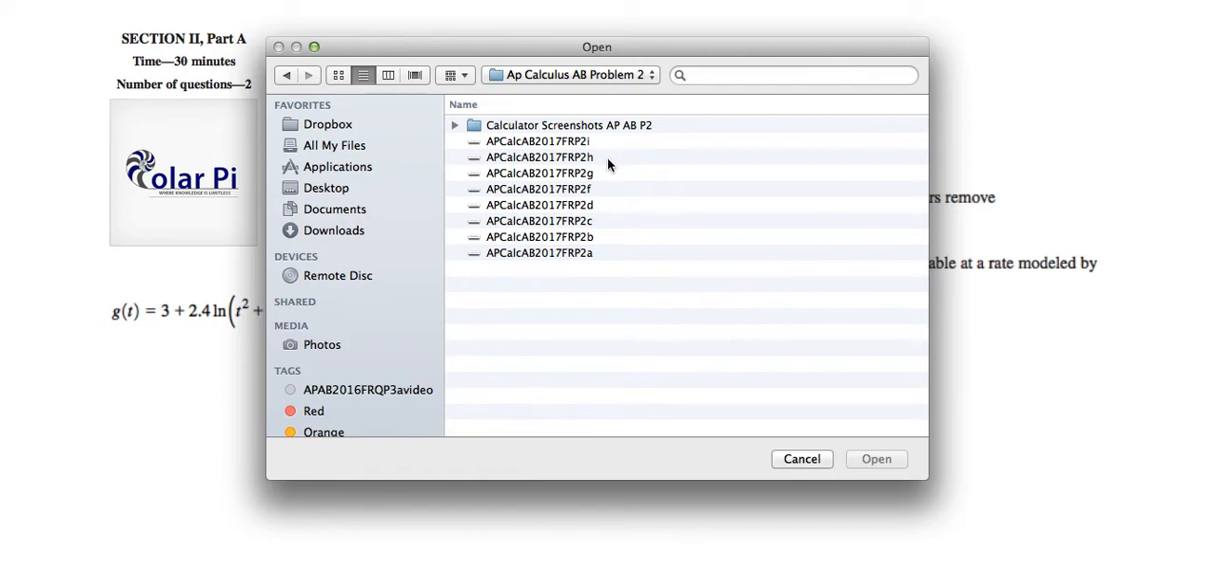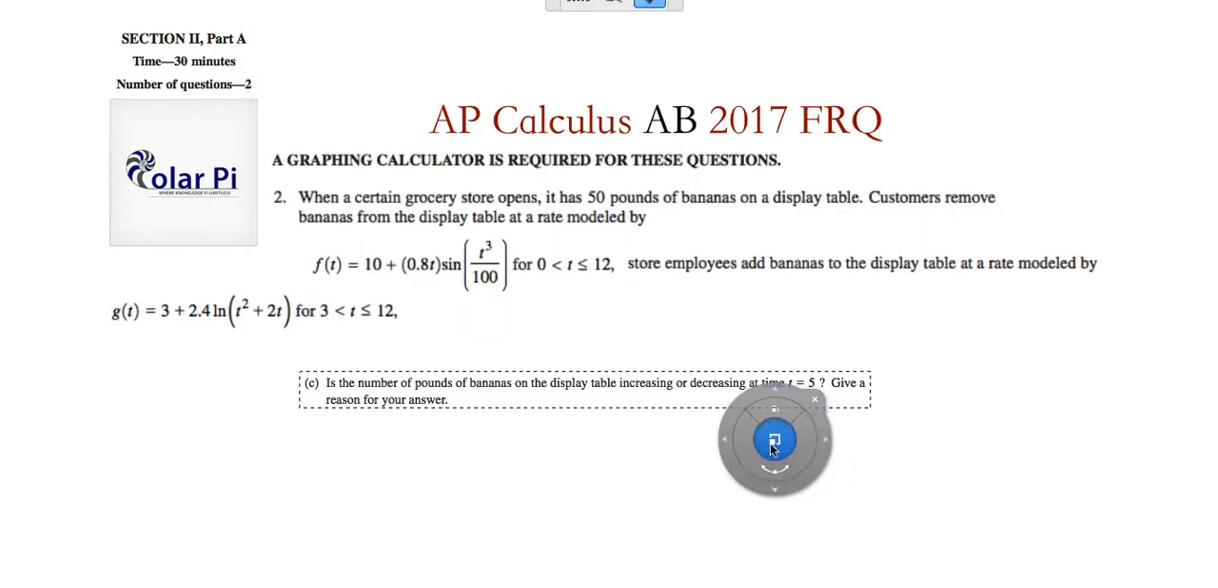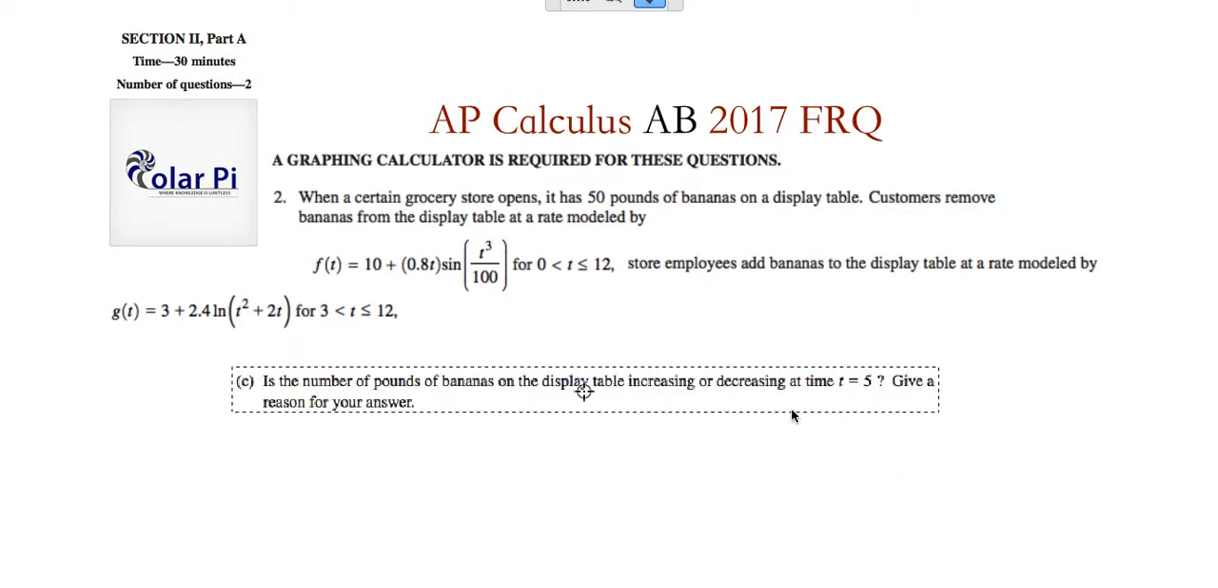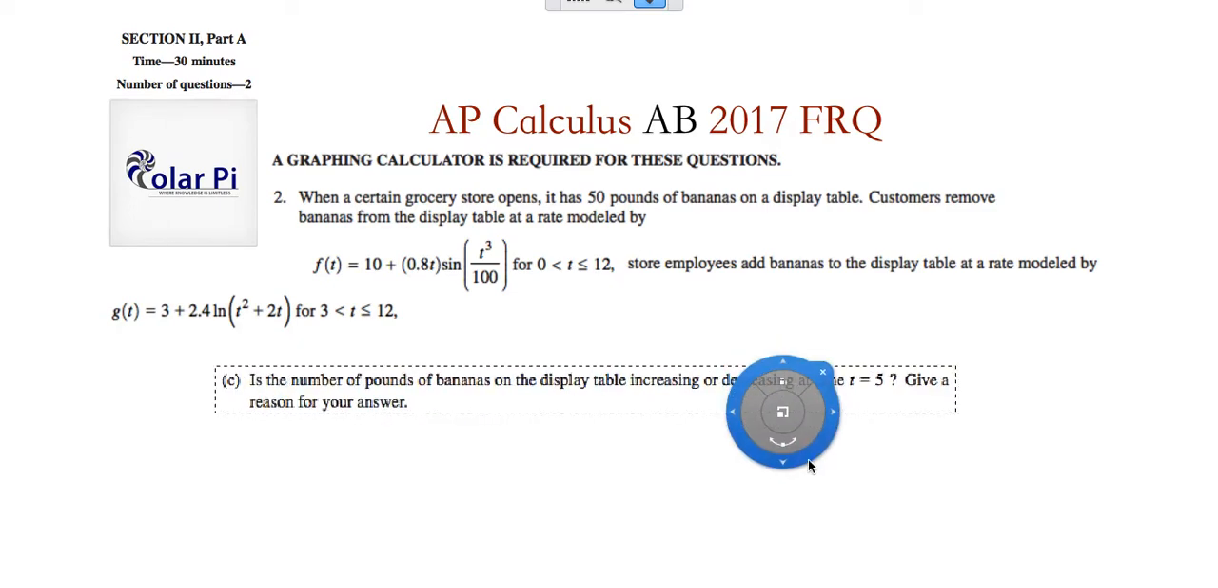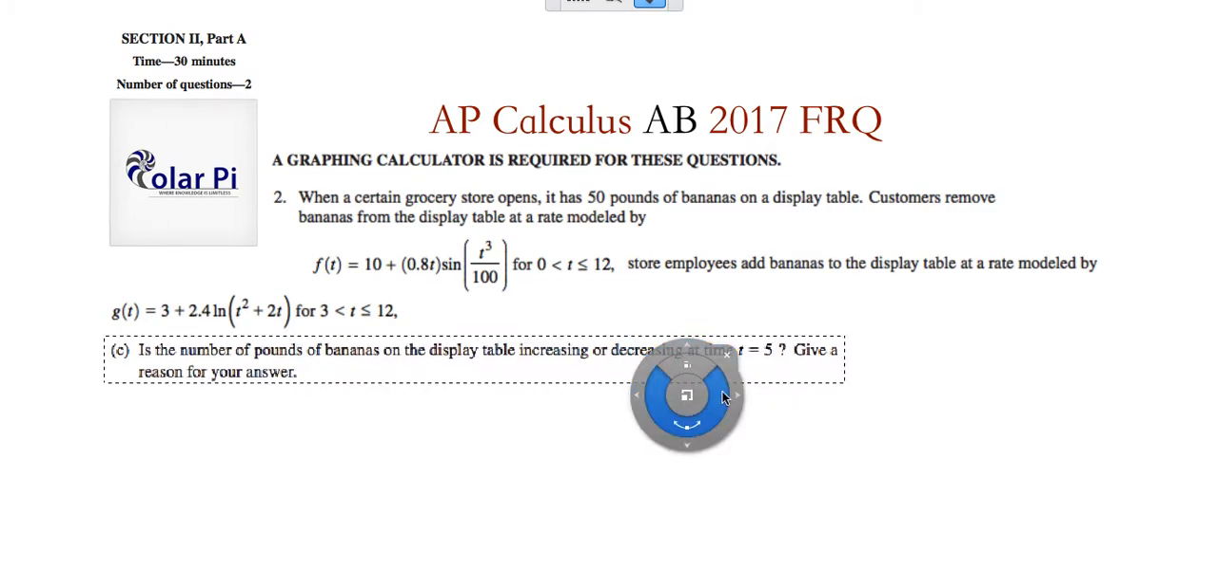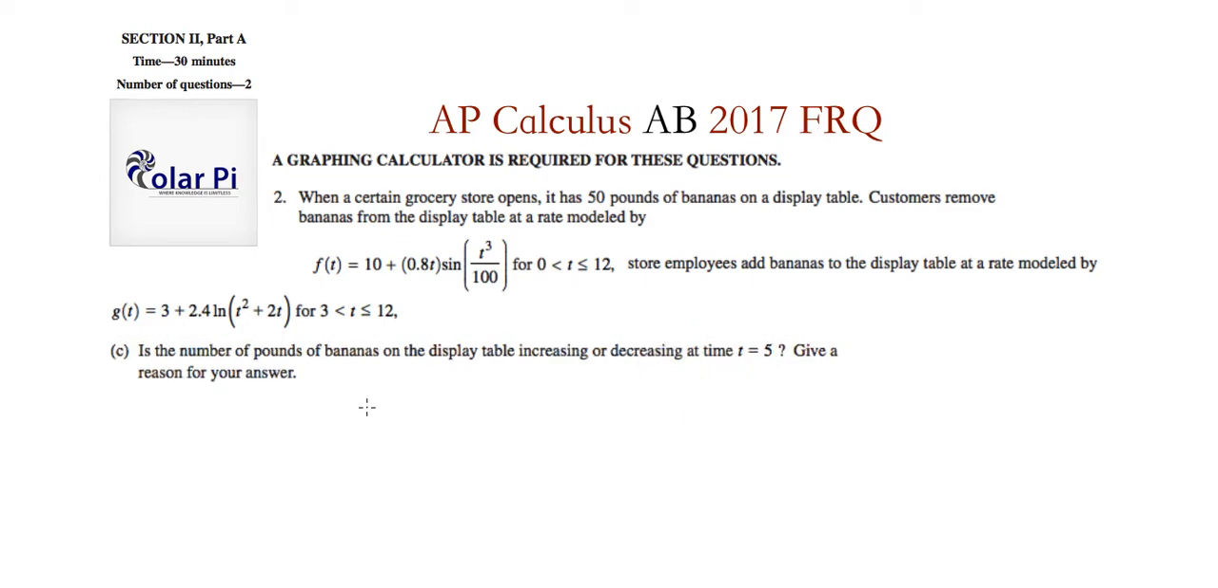So part C says, is the number of pounds of banana on the display table increasing or decreasing at time t equals 5? Give a reason for your answer. Well, at time t equals 5, this is measuring the rate at which bananas are being added. This is measuring the rate at which bananas are being removed.